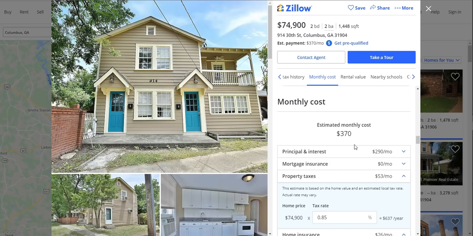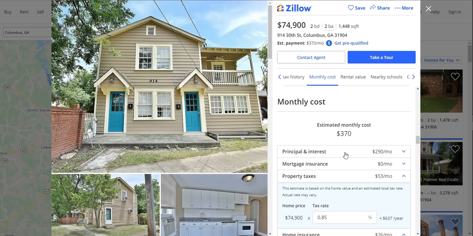So let's look at the breakdown of that monthly cost I was talking about, the $370 a month. According to Zillow, for the principal and interest, they are assuming that you're buying this property for $69,500 and making a down payment of 20%, leaving a principal and interest payment, if financed for 30 years, of $290. Now I did a little bit of back calculation, and to arrive at this $290 per month principal and interest payment on a 30-year loan after the 20% down payment, you would be paying a little over 4% interest.